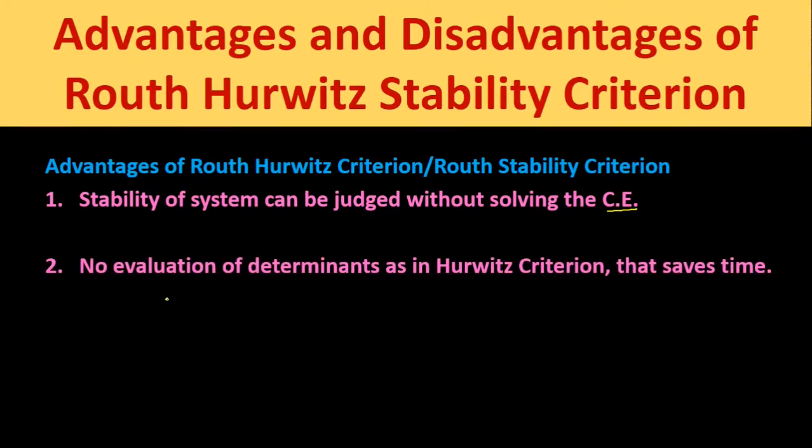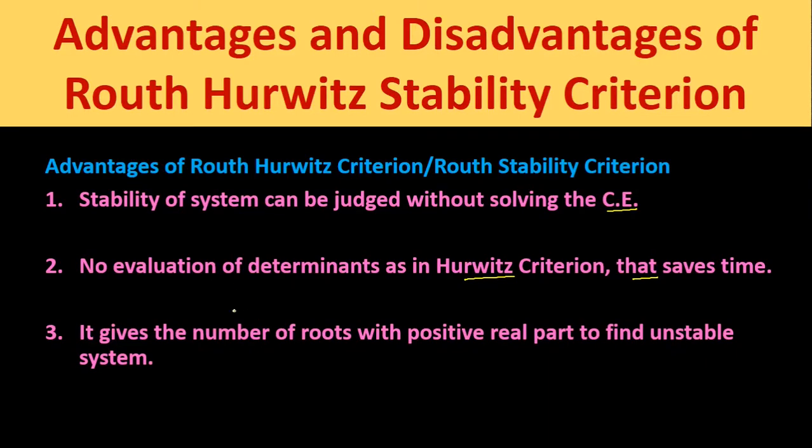Second one is, in this method, no evaluation of determinant as in Hurwitz criteria. We have already studied this Hurwitz criteria. In Hurwitz criteria, we used to calculate the subdeterminants. Then, according to the value of subdeterminant, we used to judge the stability of the system. So here in this Routh stability criteria, we don't need to calculate the determinants, which saves the calculation time.